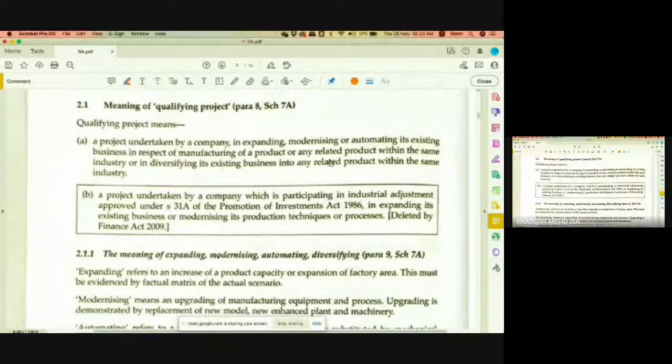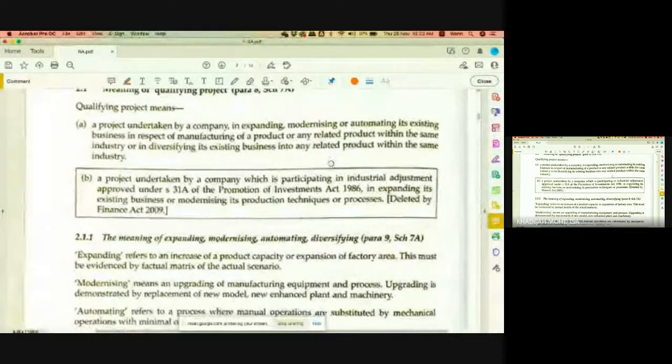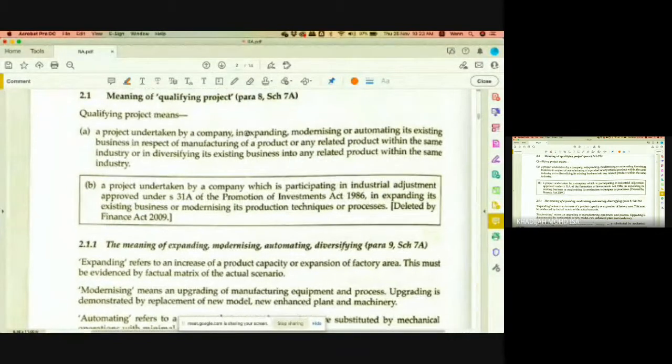Here you only have one where it says that qualifying project means a project undertaken by a company in expanding, modernizing, or automating its existing business in respect of manufacturing of a product or any related product within the same industry, or in diversifying its existing business into any related product within the same industry. So in other words, remember that it must be a qualifying project. It's either expanding, modernizing, or automating. And the other one is diversify, right? Diversify existing business into related product within the same industry.